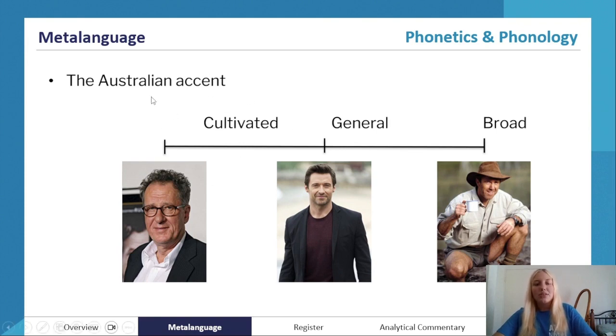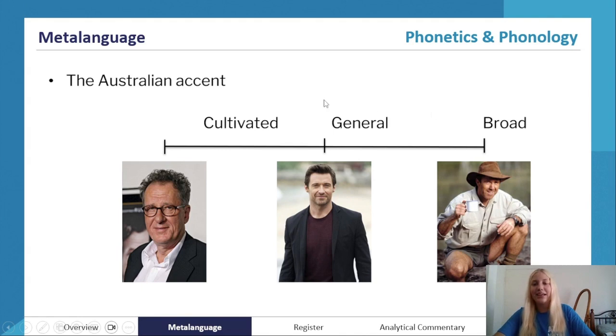The associations stereotypically with the cultivated accent is a high level of education, high level of income, potentially having English descent. The general accent is what most people use in Australia, just the casual way that most Australians speak. Okay. So this is considered typical. That's, again, associated with the stereotypes of normal level of education, normal level of income, and it is the most widespread across Australia. I've included pictures, hopefully that helps to create some associations as well.